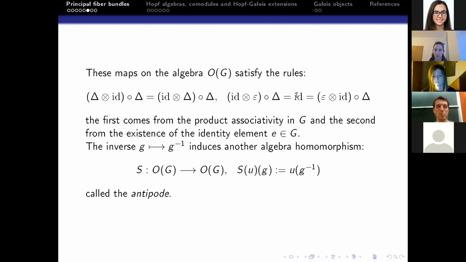But since this is a group, we also have the inverse. So we have a third map, which is induced by this group structure on this algebra, and is the following. S of U is an endomorphism, and takes an element G into its inverse, and then we take the evaluation with the function. And this map is called the antipode. And I will tell you later what this structure on OG is, because it's a well-known structure.